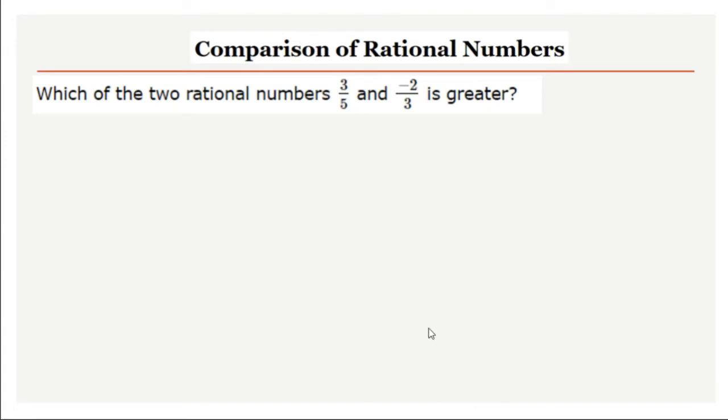The next concept is comparison of rational numbers. Here is a question: which of the two rational numbers 3 by 5 and negative 2 by 3 is greater? You all must know that always a positive number will be larger than a negative number. So it's very clear that 3 by 5 is a positive rational number. This has to be greater than negative 2 by 3. 0 is always greater than any negative rational number.